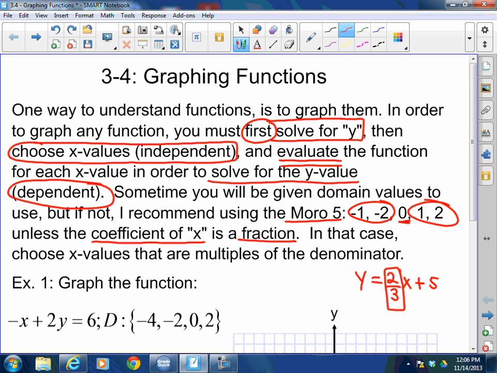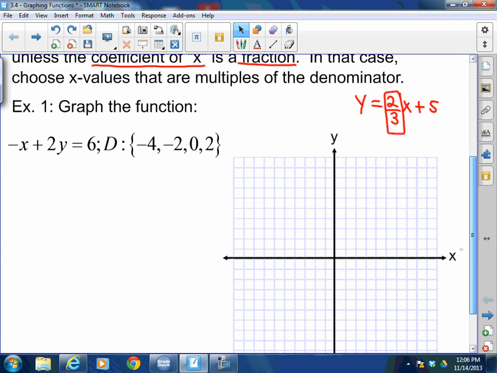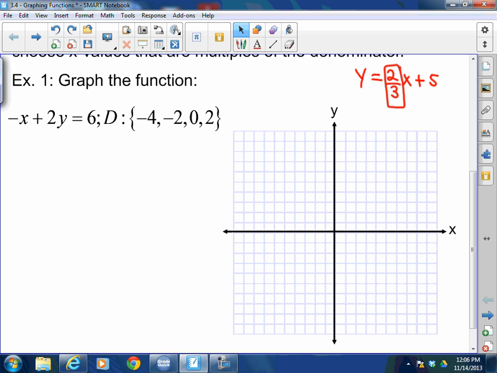Okay? So, let's see how this works. Number 1, graph this function. Well, I've got -x plus 2y equals 6. My first step is I got to solve for y. So how do I do that? How do I do that, guys? This is solving literal equations. We've done this already. We already had a test on this.